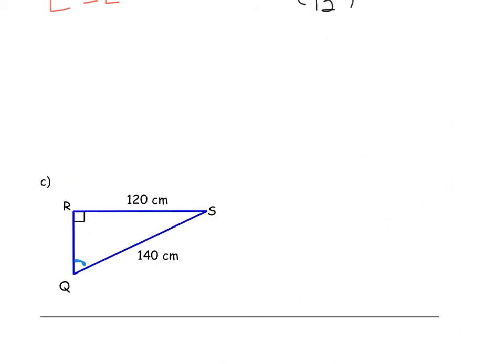So one last example before we move on. So again, pause the video, attempt the question, and then come back when you are ready to see my solution.